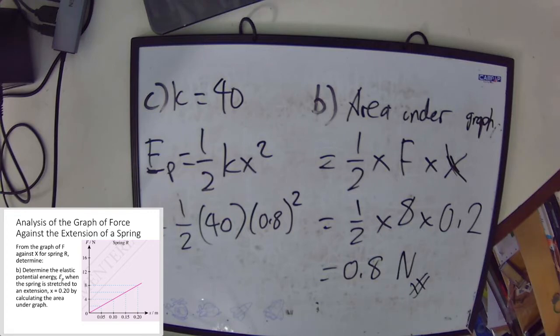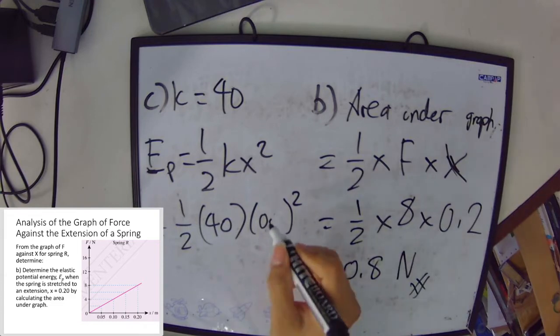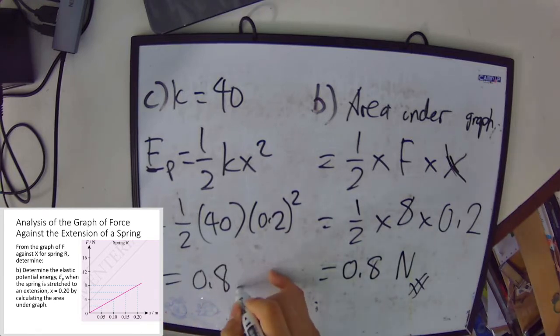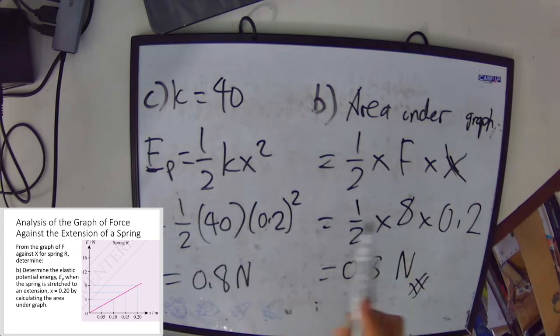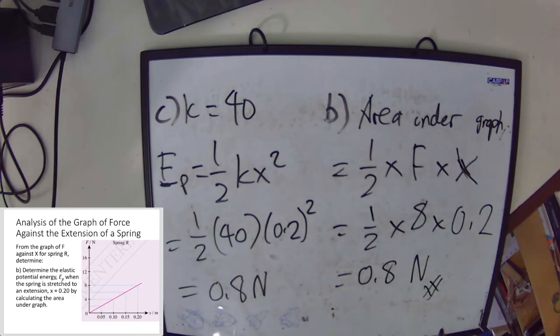Let me just check my answers first, yeah? Oh, sorry. Why did I put 0.8? It should be 0.2. That's why I got it wrong. 0.2 because we're talking about extension. Extension is 0.2. Yes, and you still get the same final answer of 0.8 newtons. So either method will get you the same answer.